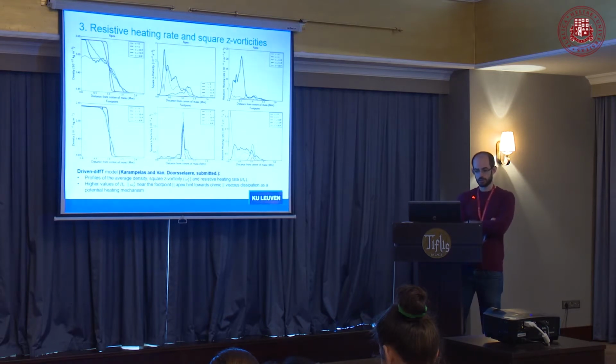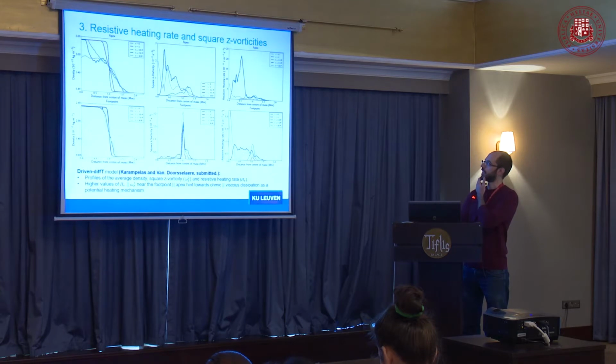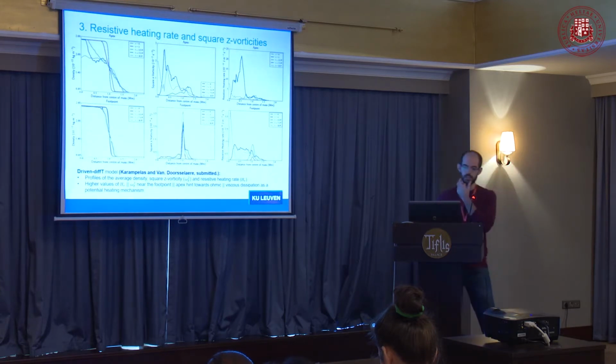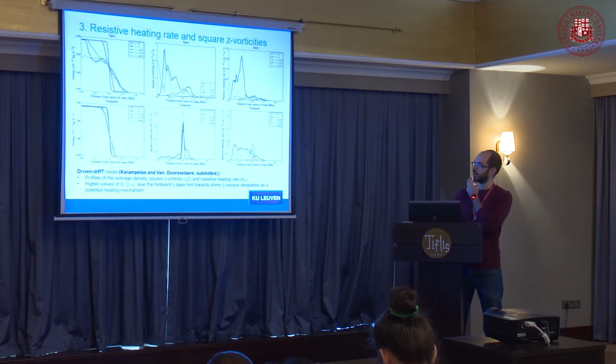Now, before showing the final results, I would like you to have a look at the resistive heating rate and the Z vorticity as we have measured them along the radius of our loops. So these are quantities averaged for each radius.